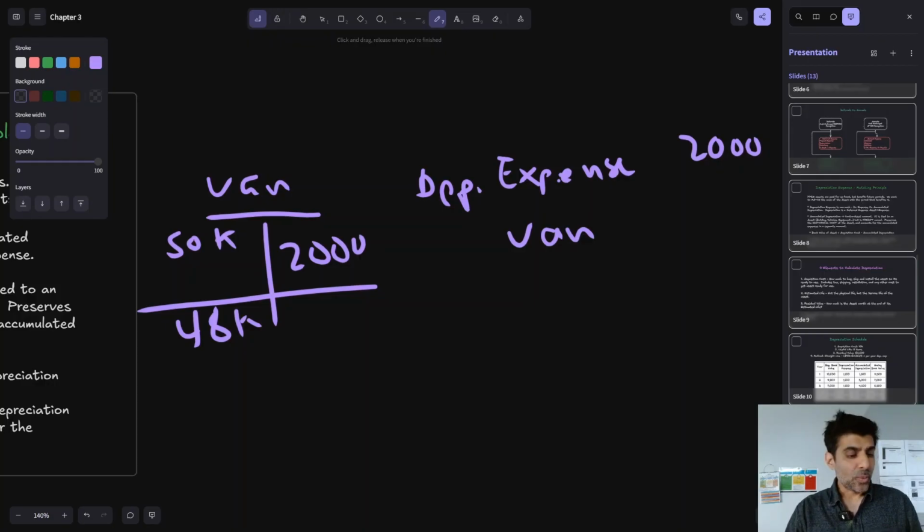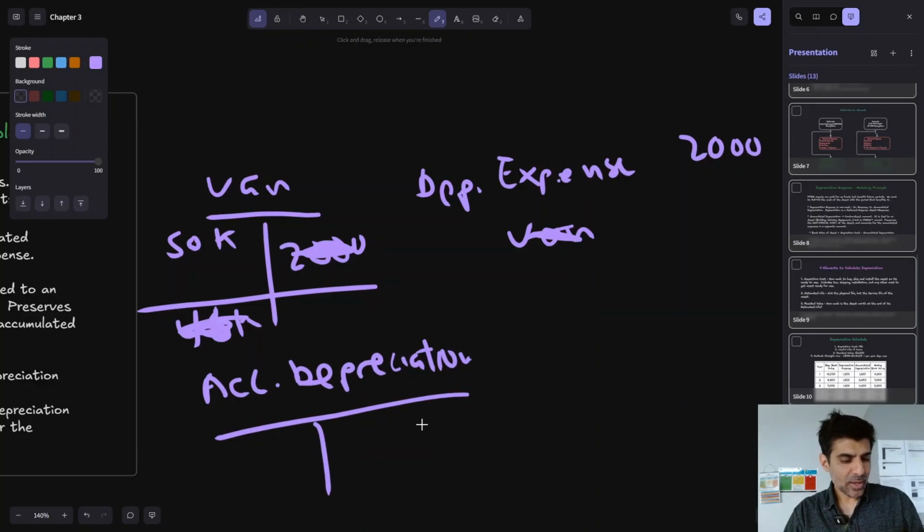But for our accounting system, we want to preserve how much we paid for that van. We want the historical cost basis preserved, because if we just directly credited van 2,000, the new balance for van is going to reflect this depreciated amount. We're going to have lost how much we originally paid for it. So what we're going to do is have a buddy account. It's a contra account called accumulated depreciation, and it's going to be linked to van. These two are going to go together.